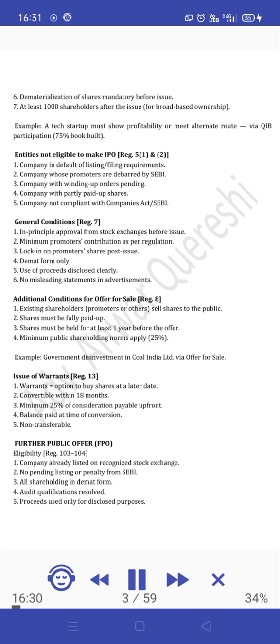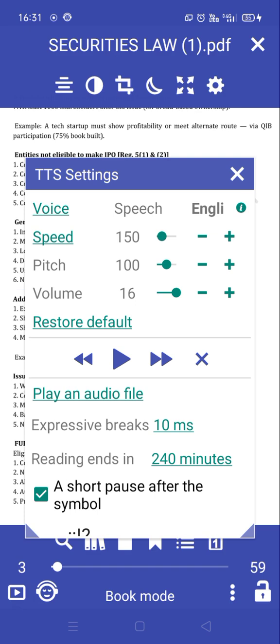Additional conditions for offer for sale, Reg. 8. 1. Existing shareholders, promoters or others sell shares to the public. 2. Shares must be fully paid up. 3. Shares must be held for at least 1 year before the offer. 4. Minimum public shareholding norms apply, 25%.